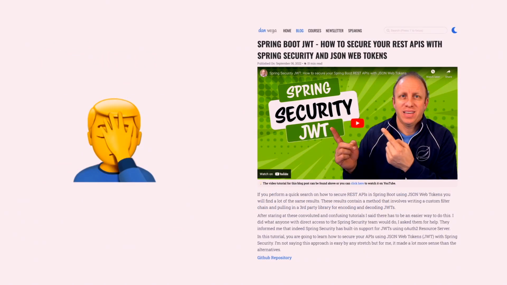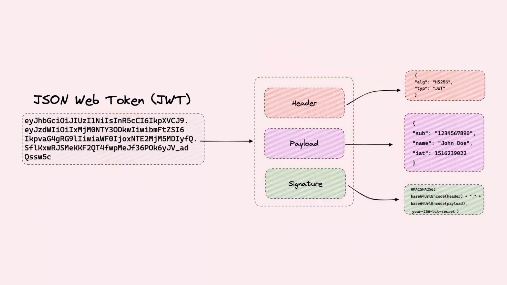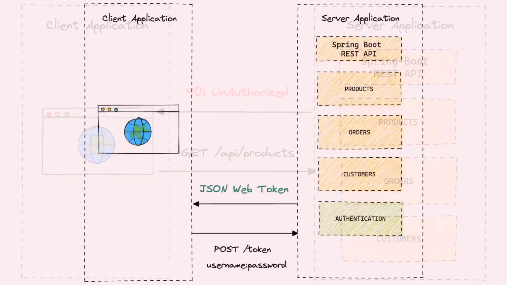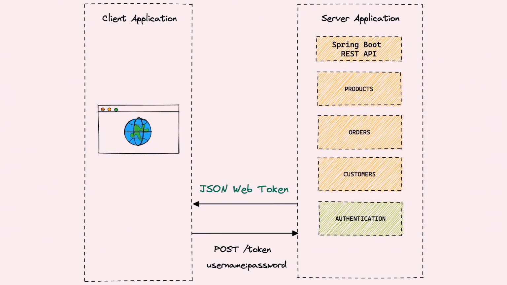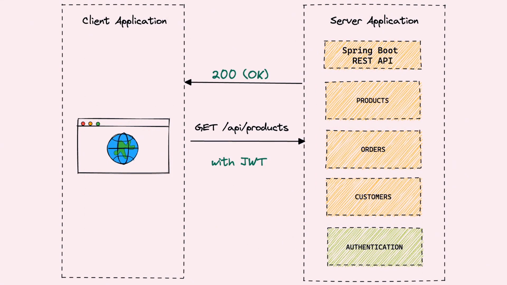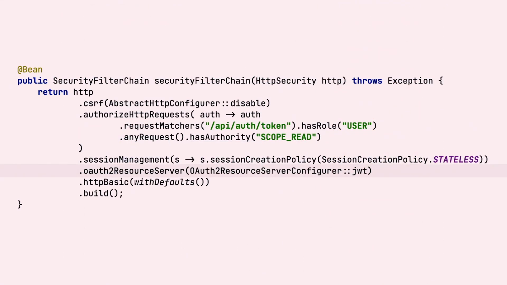I have a longer tutorial on this if you're interested in going through it. But the gist of things is that we have this JWT. The JWT is made up of the header, the payload, and the signature. When we make a request over to our Spring application, we're going to get a 401 unauthorized, right? We can't access anything on the API. But if we have a JSON web token, so we log into whatever application here, we get back a JSON web token, now we can make a call to the application and everything is okay. So how do we do this in Spring Security?